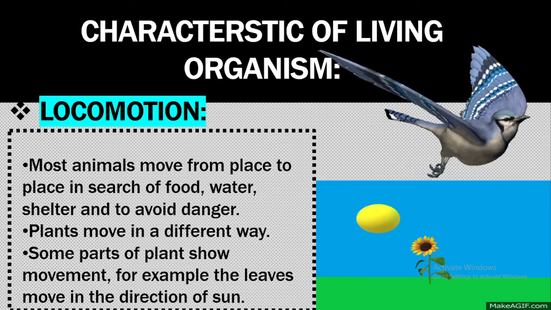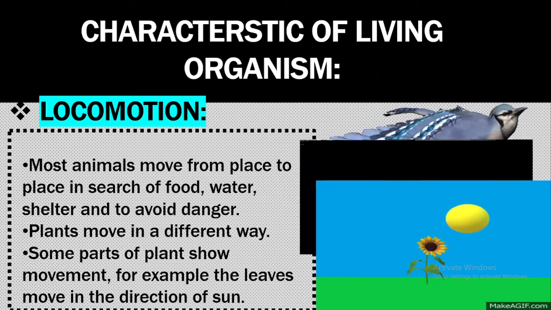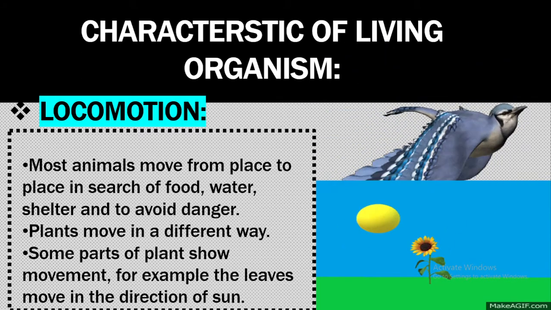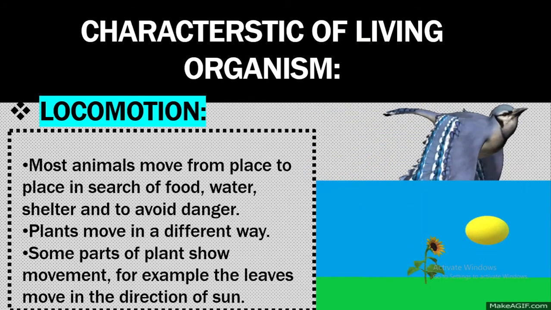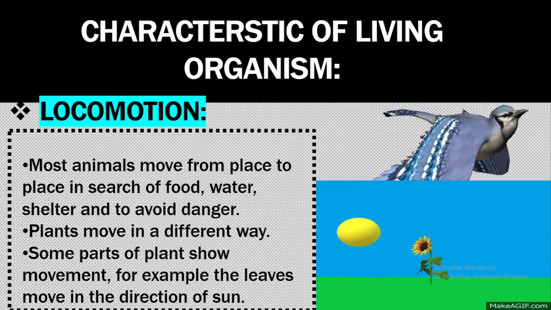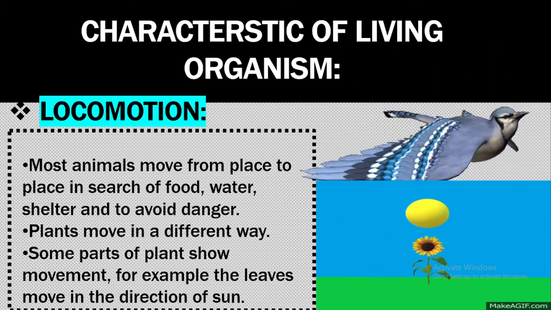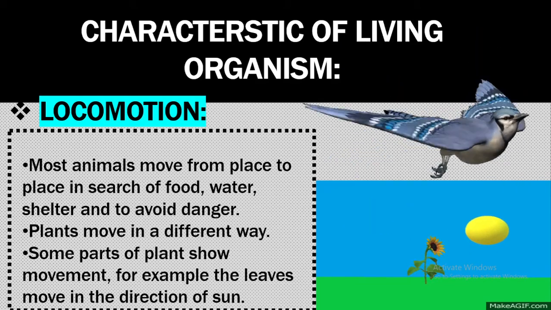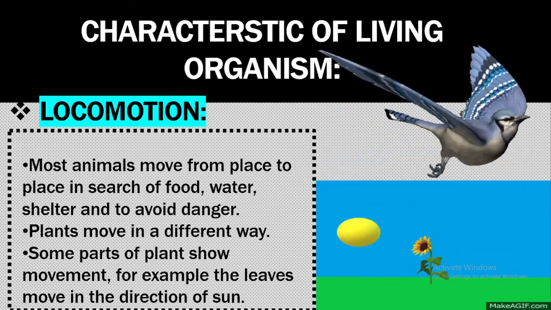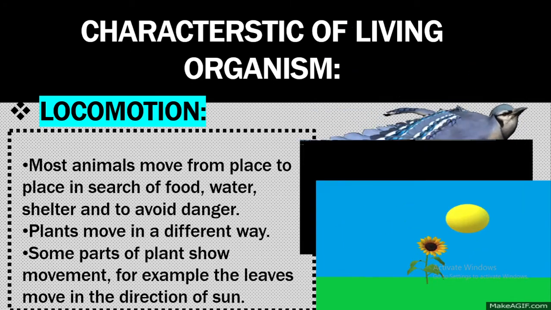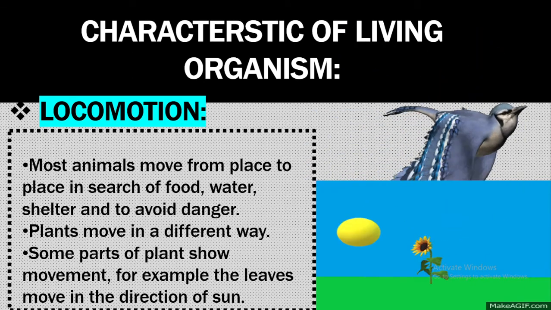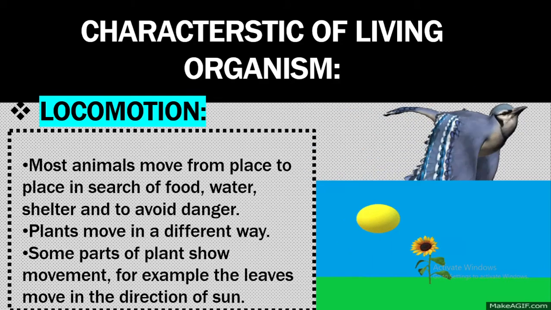And also the plants, as we know very well, are living things. So the plants move in a different way. Some parts of the plant show movement. For example, the leaves move in the direction of the sun. Humans and other animals can move on their own. They require energy to move. And why is movement important? Because movement enables animals to look for shelter, to escape from danger, and to look for food.